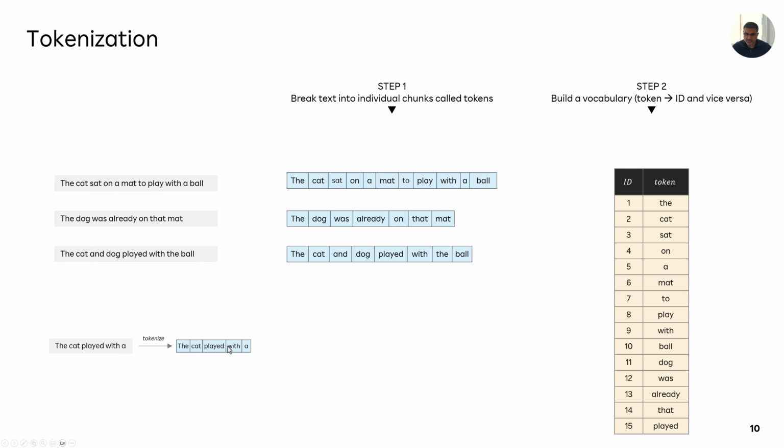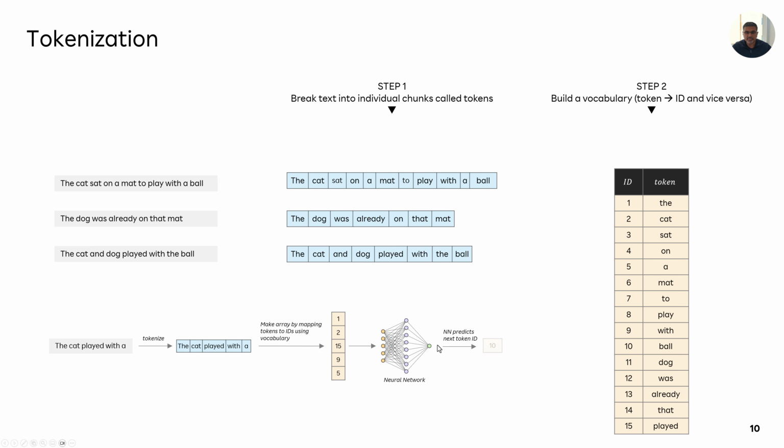Then from this token list that you have, look at your vocabulary, and figure out what is the ID for each of the corresponding tokens. So the ID is 1, cat, the ID is 2, plate, the ID is 15, width, the ID is 9, and A, the ID is 5. So you have this. So now you have figured out a way in which you can convert text to numbers.